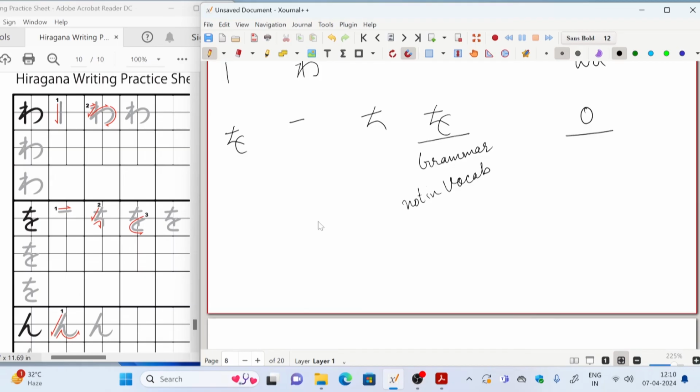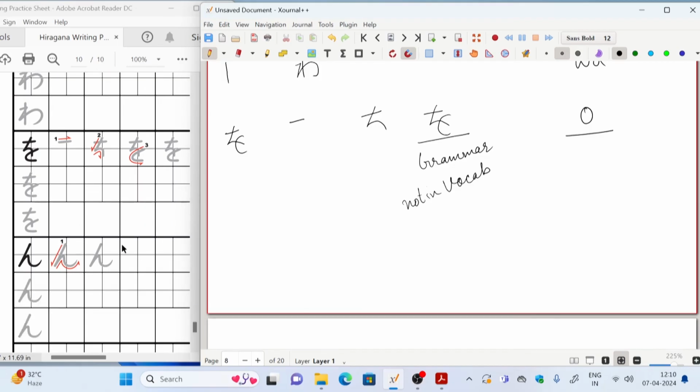Next is the nasal sound, n. It's like an H. It goes like this. This is the nasal n.